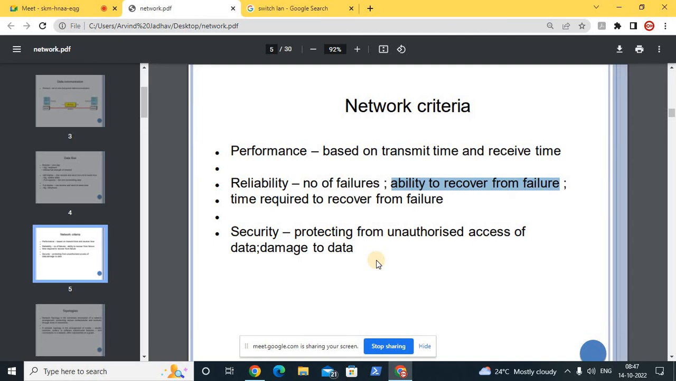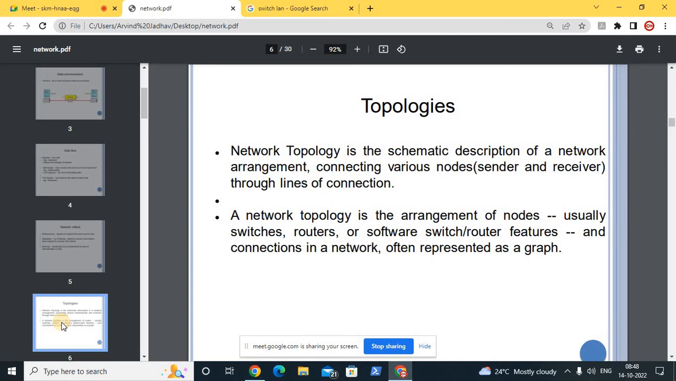Not today, but if I get time, I will share one video. Just watch that video. I will send a video; I have a link, I will forward it. In it, what packets are in a network and what a router does are explained. I will share that video. Just watch it, it would be a 6 to 7 minute video, so that your concept becomes clear. So next, security: protecting from unauthorized access of data or damage. Now the next part, topologies.